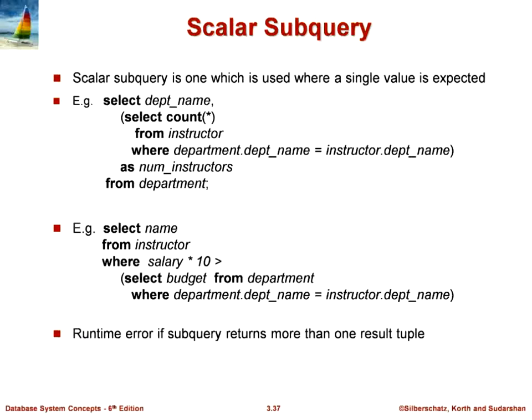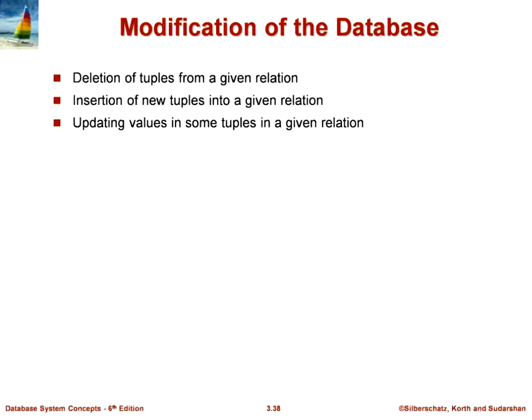Or select name, where you want to get only one value. So if you are going to get a result, you want a single value, not a relation. Most of the time a query returns a relation. But if you expect a single scalar value instead of a relation, this is called a scalar query or scalar subquery.